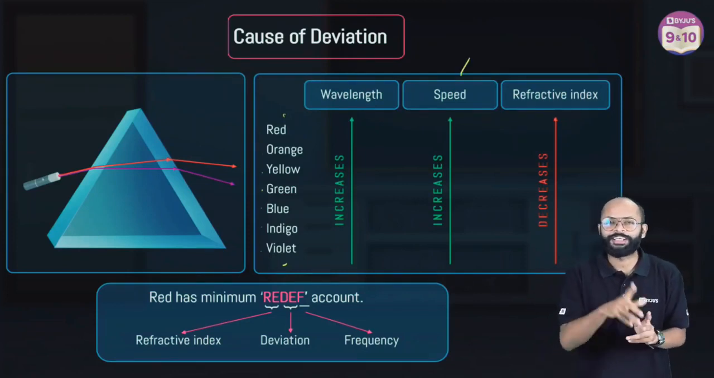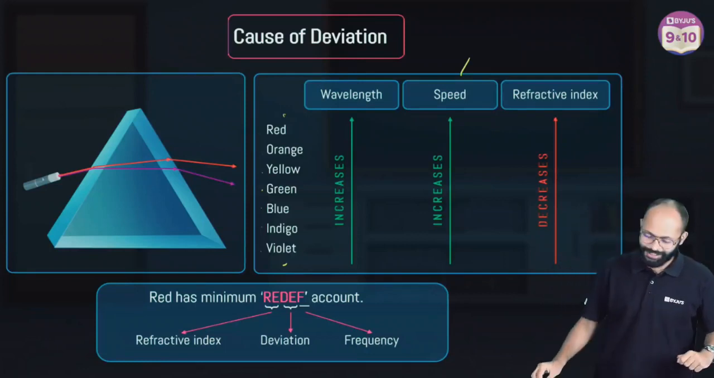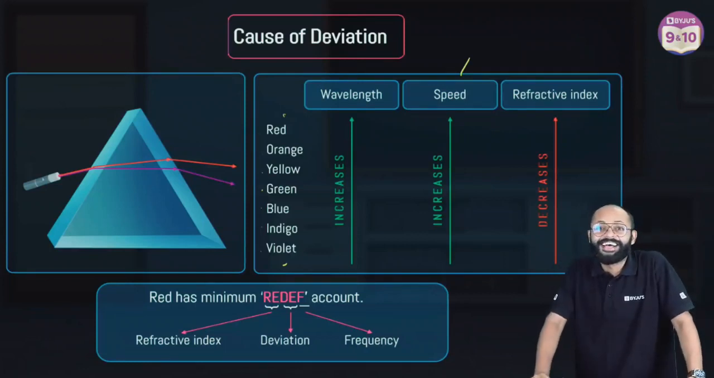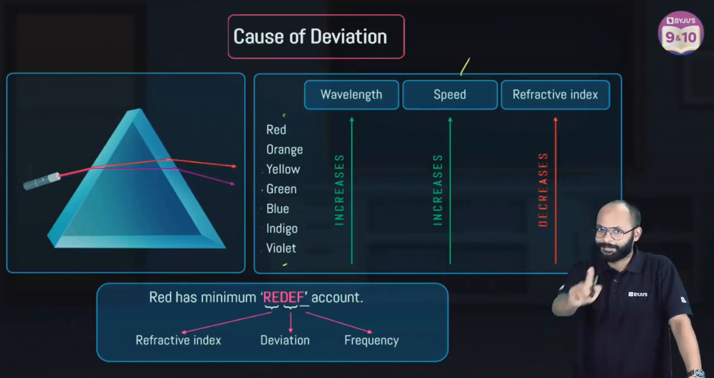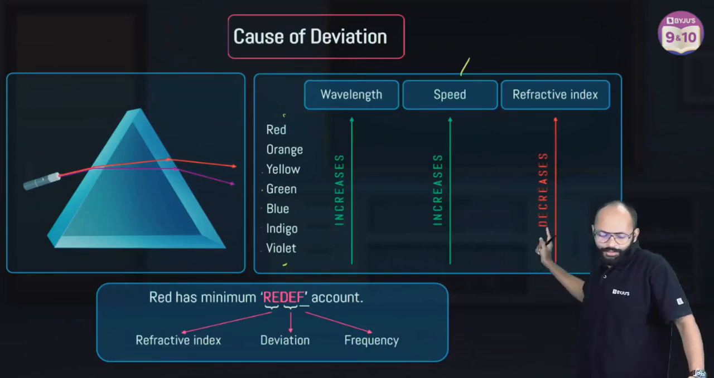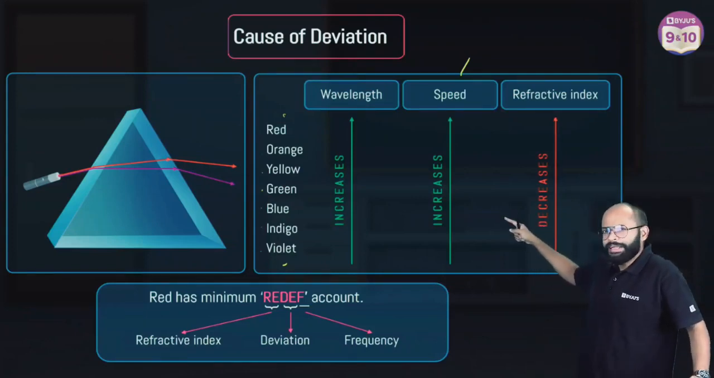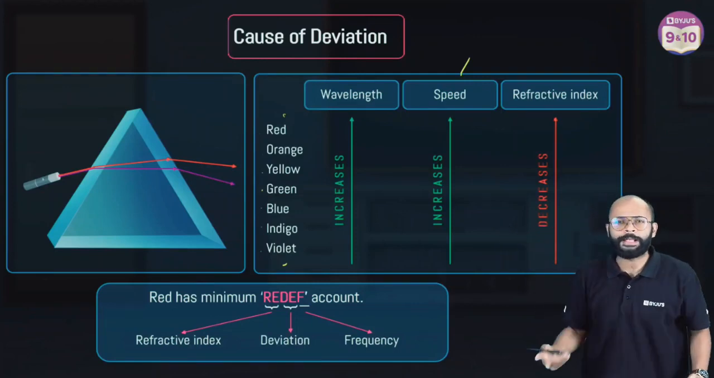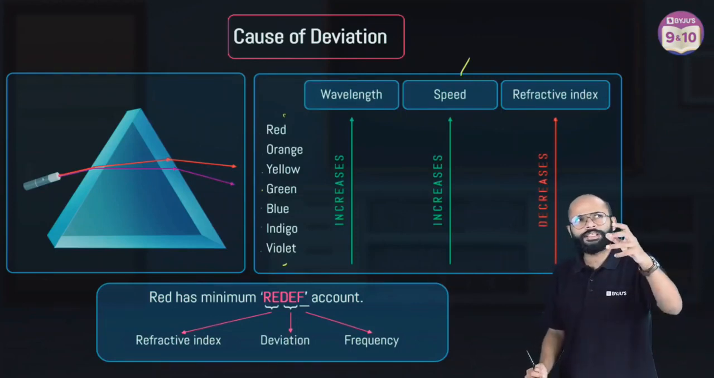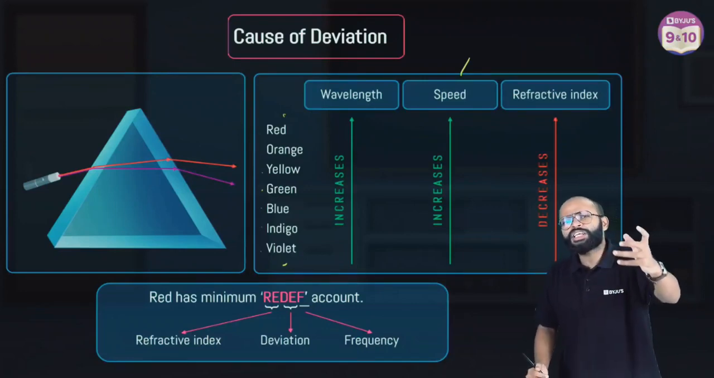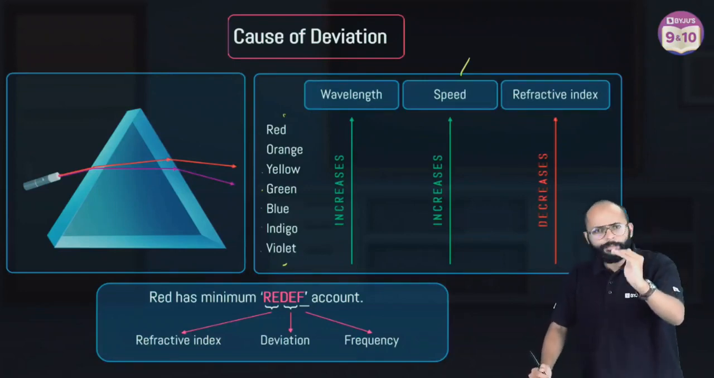Speed of light. You saw that red is bending less. Why does a light ray bend? A light ray bends because its speed decreases. The one whose speed decreases more will bend more, right?